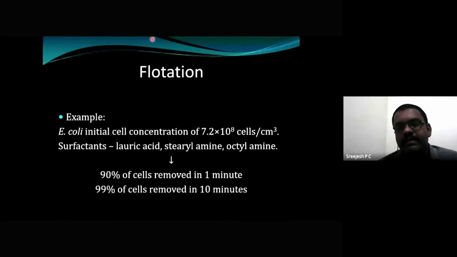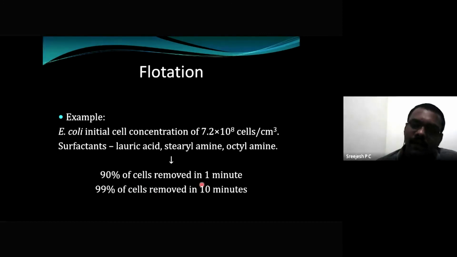So you can see the efficiency of flotation here. Within 1 minute, 90% removal of solids was achieved, and 99% of cells were removed within 10 minutes. So as it is more diluted, it requires more time. That is what we are able to see from this. So when it becomes more diluted, it may require more time for concentrating the solution. So it's such an amazing technique with low investment and low power consumption. Low technical expertise is required for removal of particles.